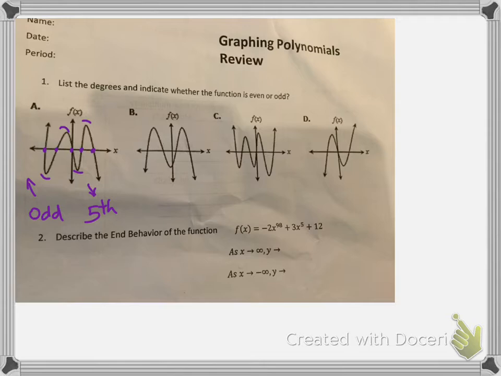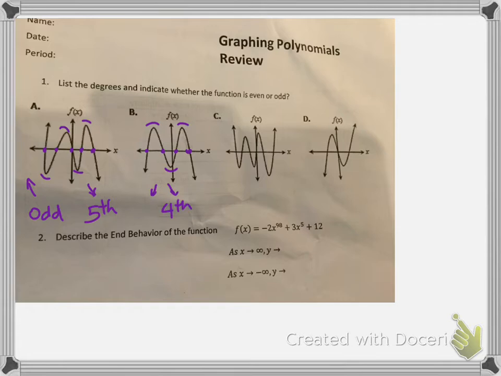For B, we already know that it's an even function because both of the arms are doing the same thing. We've got 1, 2, 3, 4 zeros. We've got 1, 2, 3 turns. So that means this is going to be a 4th degree. And it's also going to be negative because the arms are facing down.